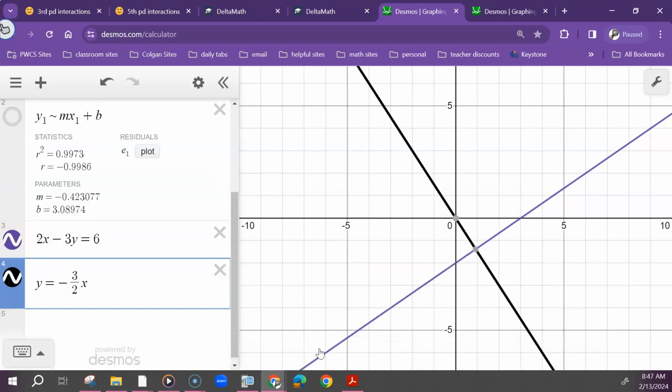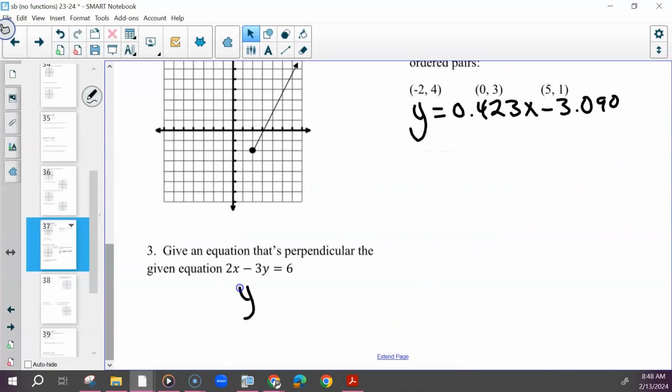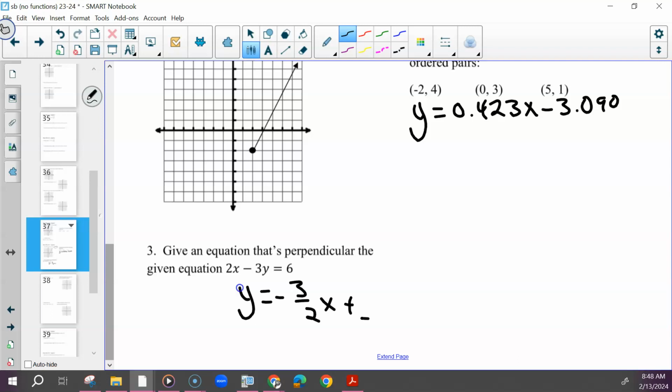And then you can pick whatever y-intercept you want. So y equals negative 3/2x, leave it like that. Have the same y-intercept at negative 2. Pick whatever you want. And that would be your equation. Questions on that?